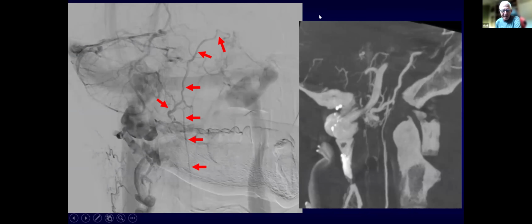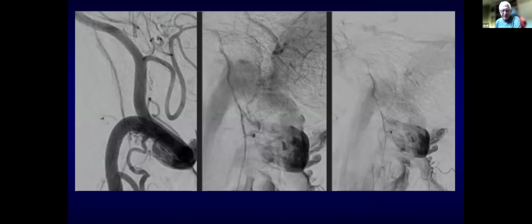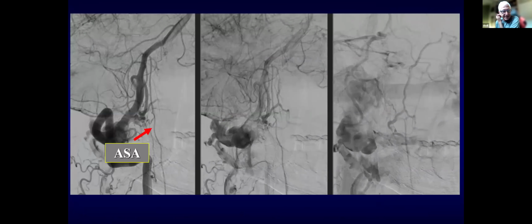Okay, and I think it's nice, it's beautiful. And of course, if you go to neuroangio, on this page of neuroangio, which is the anterior pontomesencephalic vein, you will see that this is the vein we are talking about. This is the anterior spinal artery, and this is the vein. This is anterior spinal artery, and that's the vein going up, going up, and going up.